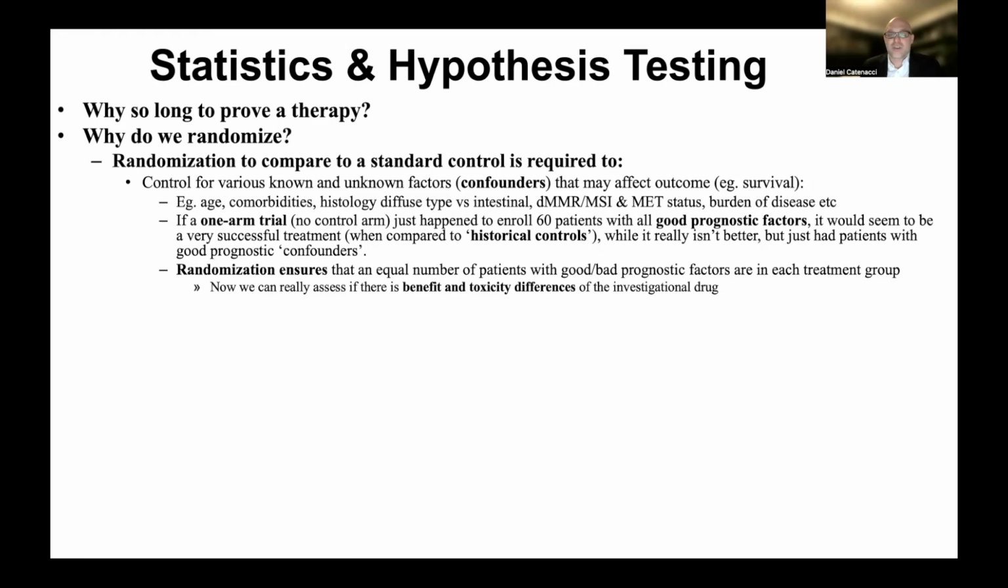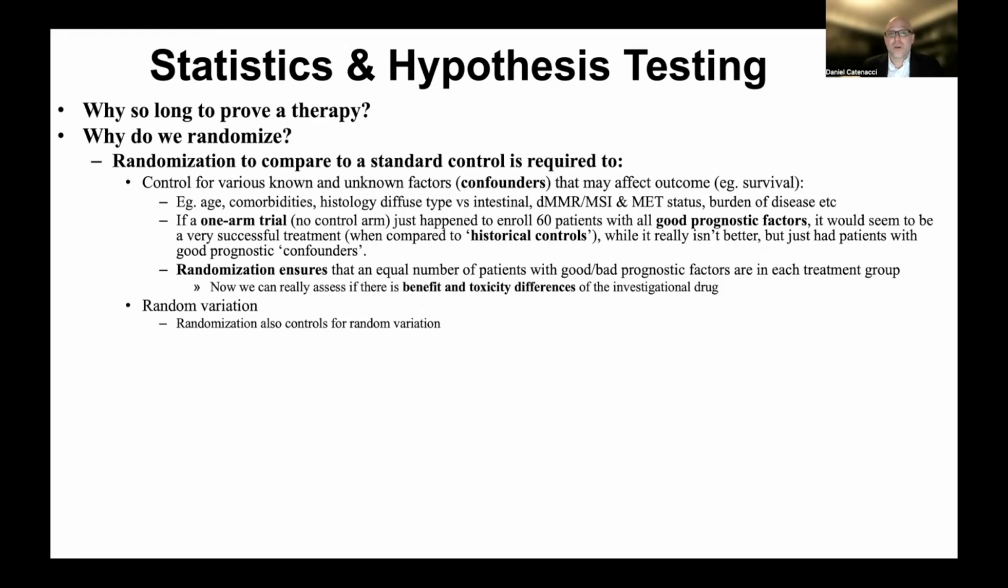So randomization to a control of standard therapy ensures, or at least tries to ensure, that there is an equal number of both good and bad prognostic factors in each treatment group, so that it eliminates this patient selection bias. And now, if there is truly a benefit that's seen in your investigational arm with the new drug compared to the control arm, as well as being able to differentiate side effect profiles, now we can really say that it's from the drug and not from one of these underlying imbalances of prognostic factors.